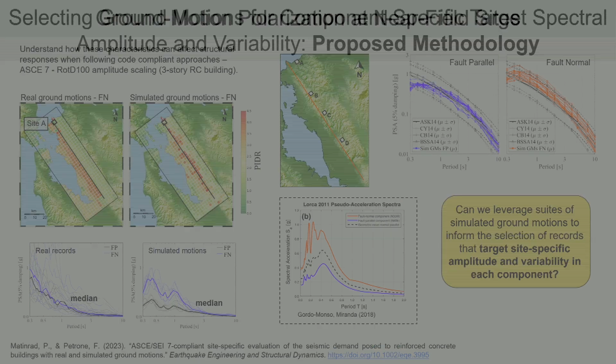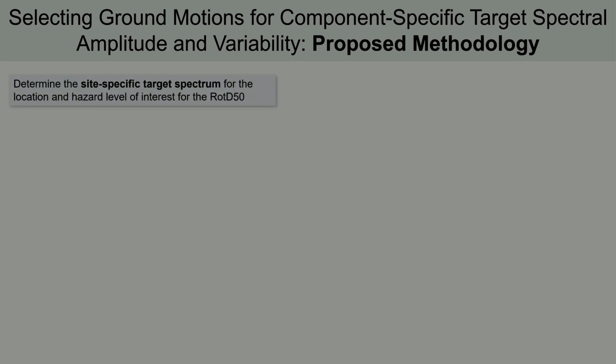And so with this motivation, we propose this methodology for selecting ground motions for component-specific target spectral amplitude and variability. In this methodology, we start from the definition of a site-specific target spectrum for the location of interest and also the hazard level of interest.